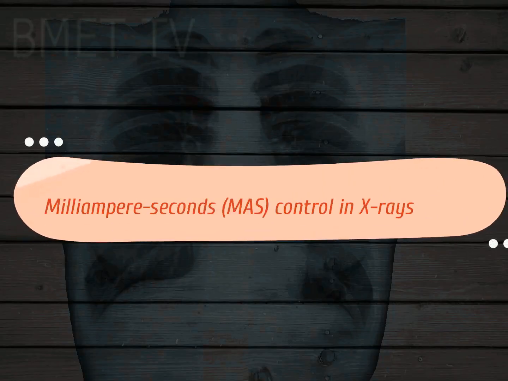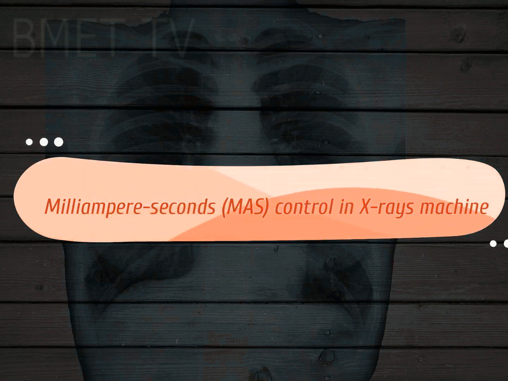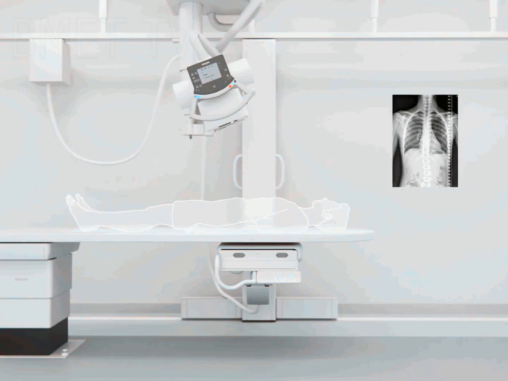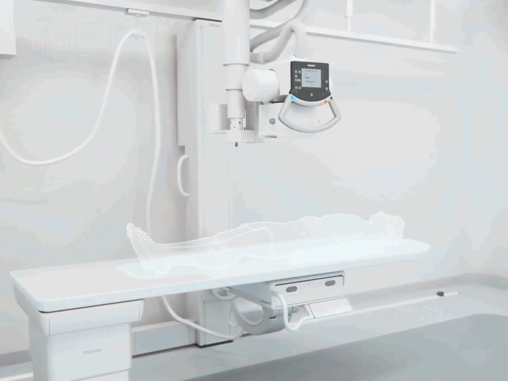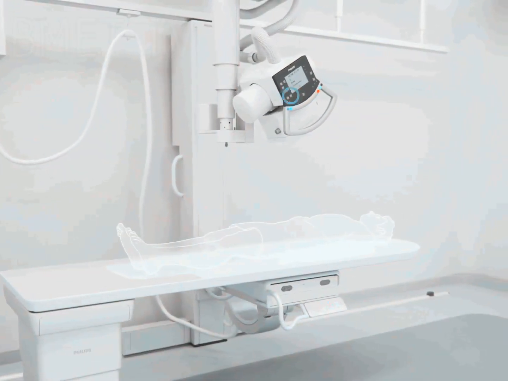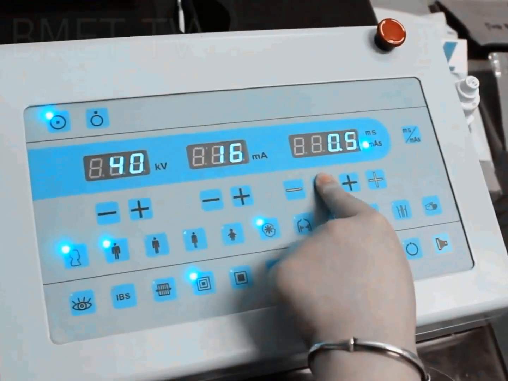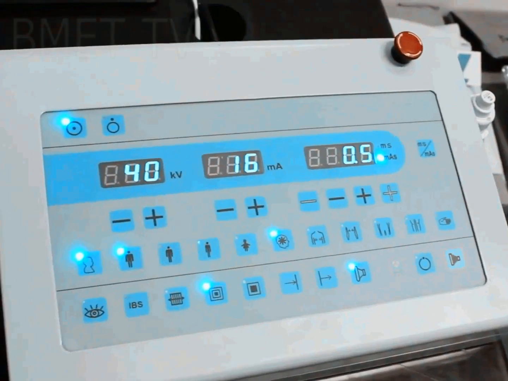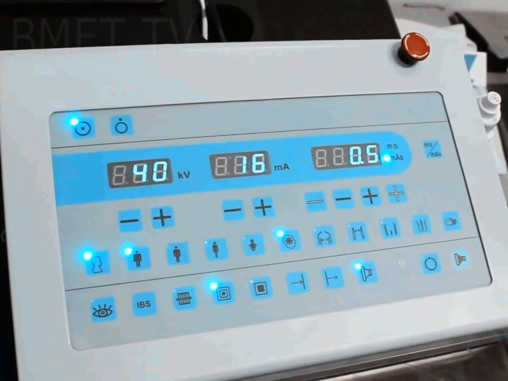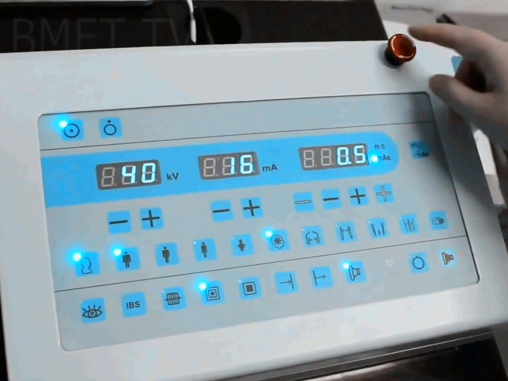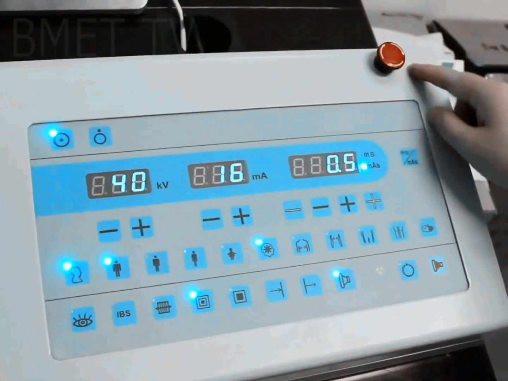Let's know about milliampere seconds, or mAs, control in X-ray machines. Milliampere seconds, more commonly known as mAs, is a measure of radiation produced: milliamperage over a set amount of time in seconds via an X-ray tube. It directly influences the radiographic density when all other factors are constant. An increase in current mA results in a higher production of electrons inside the X-ray tube, which will therefore increase the quantity of radiation.